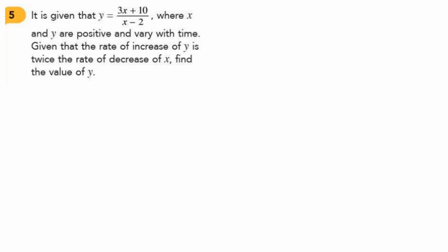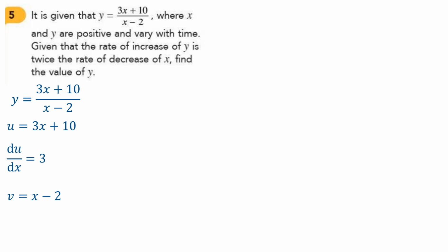Right, so this is the first thing we need to do. That means we always try to do what we can do first and worry about what we cannot do later. Okay, so we can just find dy over dx using the quotient rule. So let's do it. Let u equal 3x plus 10, let v equal x minus 2, and then you differentiate it accordingly.